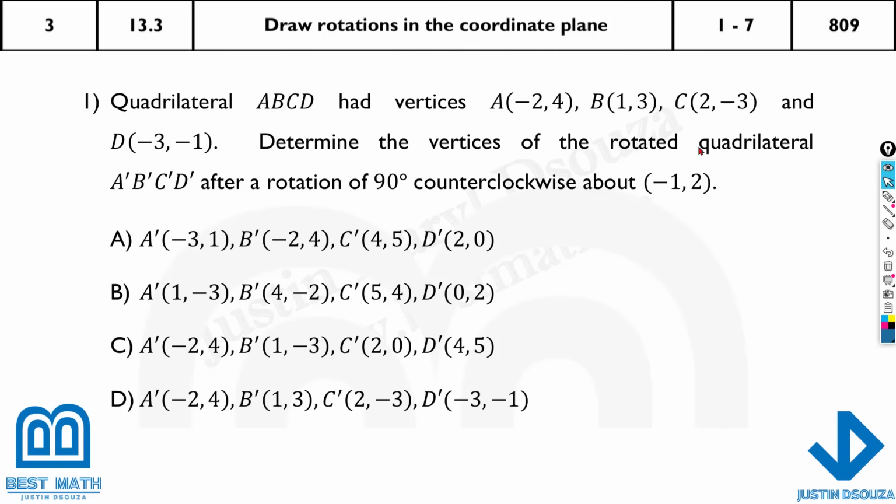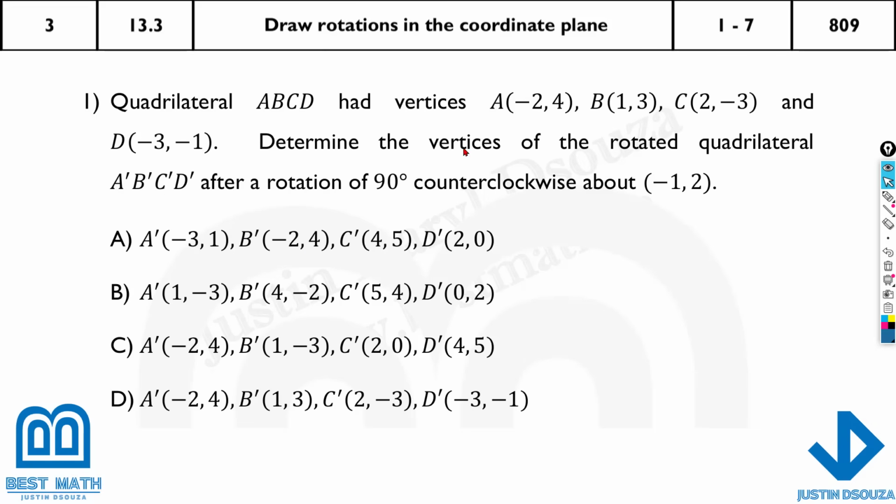Now they have told it's about -1 and 2. The rotation is not about the origin. So there's a bit of a problem we need to solve a little bit, and then we need to do a few of the modifications, changes, and then do the rotation. So since it's in choices, you have 4 choices in front of you, right?